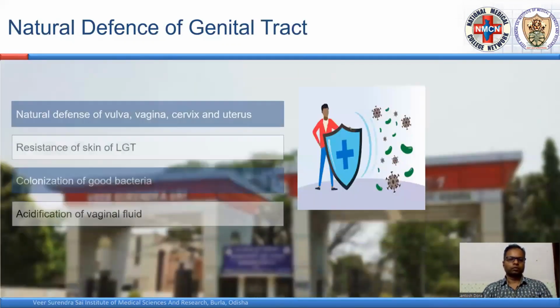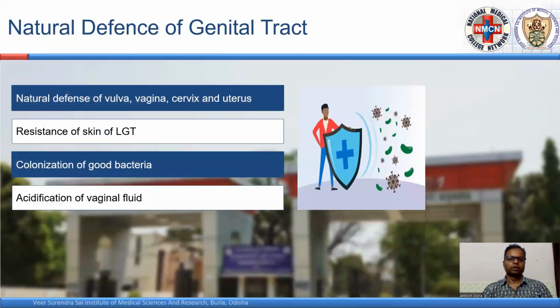So, coming to the natural defense system of the pelvis. Basically, the skin of the vulva and vagina is covered by squamous epithelium, and of course, these are resistant to infection. In the cervix, a mucus plug is present in the endocervical canal, and this endocervical canal, because of harboring the mucus plug, prevents any infection present in the vulva or vagina from ascending into the uterus or fallopian tube.